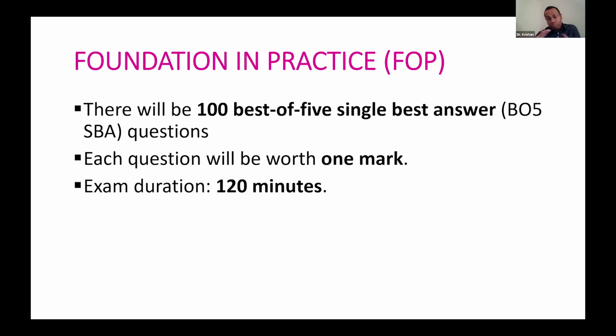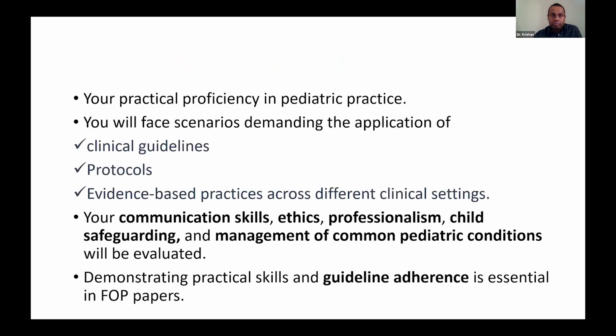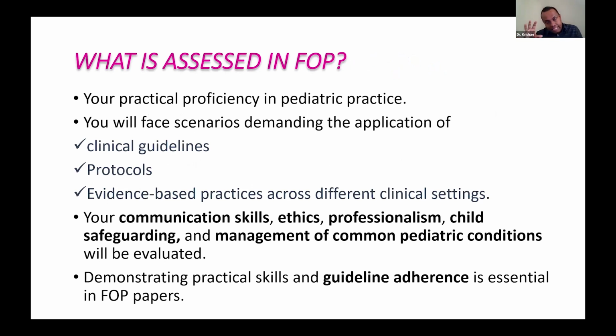So the maximum mark that we can get for this paper is 100, right? The pass mark varies. In some years, the pass mark is like 65. In some years, it is 70. So the pass mark could be around 65 to 70 in general. In some years, it could be in the low 60s, but generally you can think 60 to 70 will be the pass mark, not 50 or around 50. So there will be 100 questions. We are supposed to answer those 100 questions in 120 minutes, 2 hours. That is FOP, right?